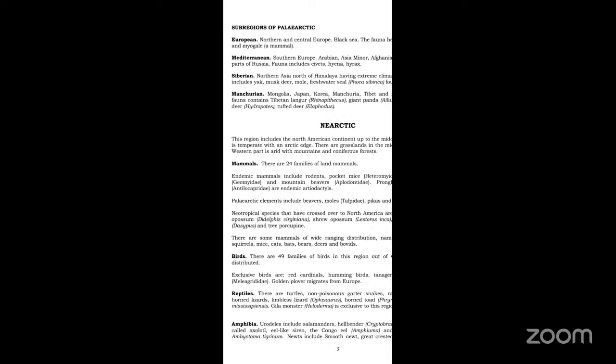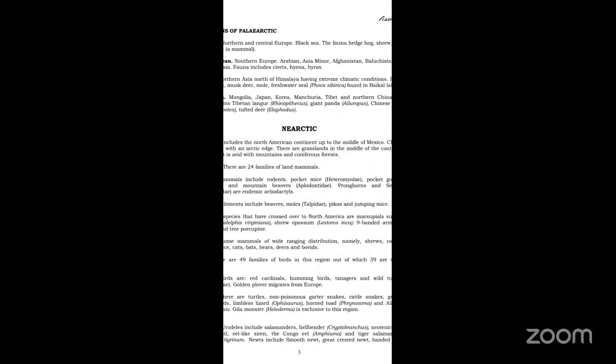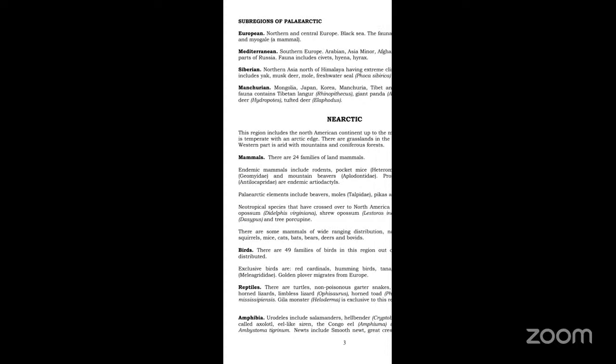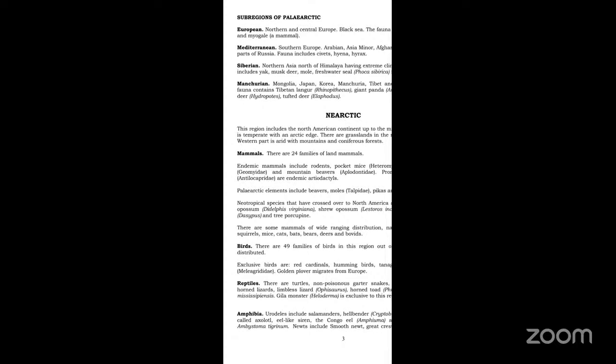Now, the next region is your Nearctic region. The Nearctic region includes the North American continent up to the middle of Mexico. The climate over here is temperate with an Arctic edge. And here you find grasslands in the middle of the continent, and the western part is arid with mountains as well as a coniferous forest. So this is about the climate of the Nearctic region.